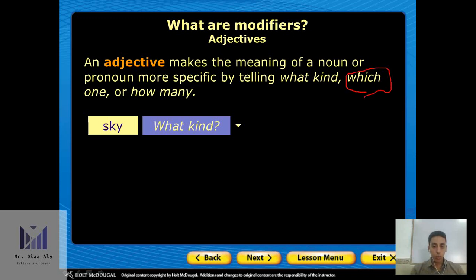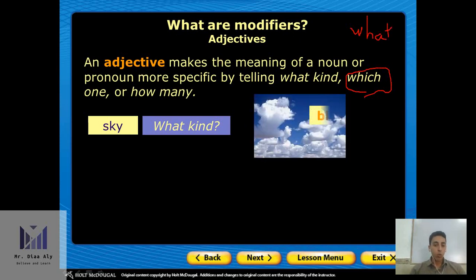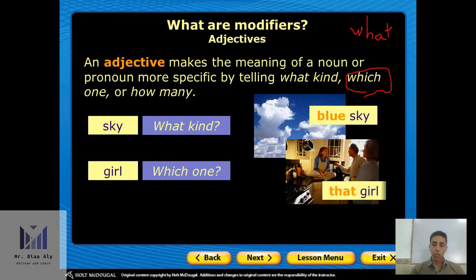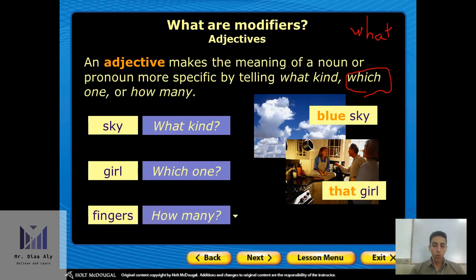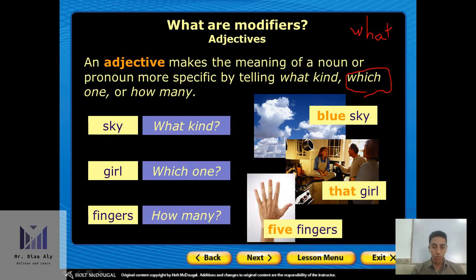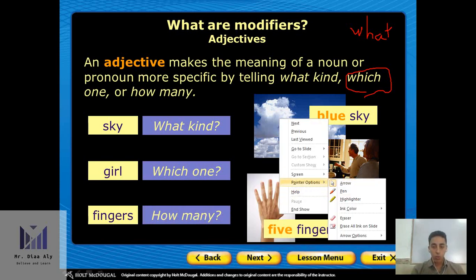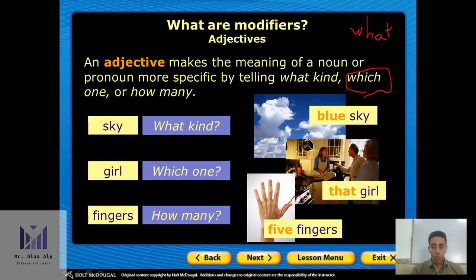Or what? Which or what? Okay. So which sky? What kind of sky? Blue sky. Which girl? That girl. How many? Also it can be used, but usually which or what? How many? 5 fingers. So as you can see, all of our modifiers are modifying nouns. That girl, 5 fingers, blue sky.